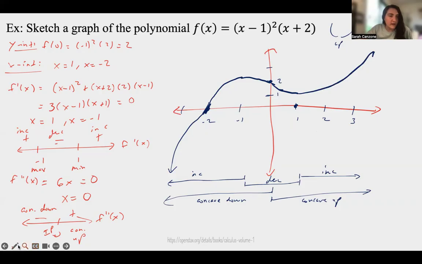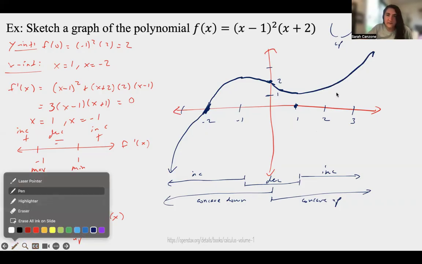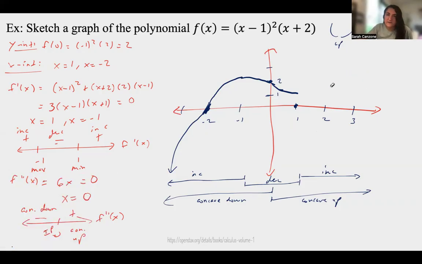Oh, I missed my intercept. See, this is why we go ahead and check. So this has to touch our intercept. So I'm going to decrease to our intercept. So let's see, we're decreasing concave up until here. So we have to hit this, but then we continue up like this.